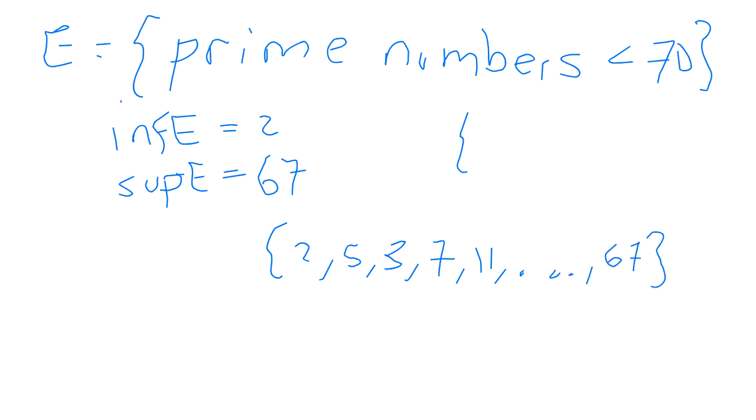The least upper bound for the set is 67, and the greatest lower bound would be 2. So it just turned out that the greatest and smallest prime numbers were actually the infimum and supremum.